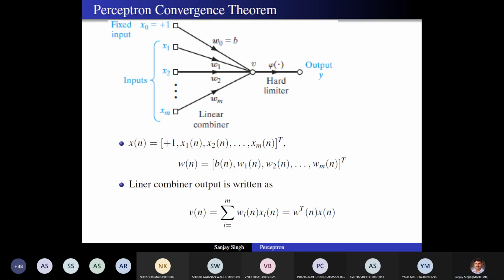Now, the linear combiner output is written as follows. When I say linear combiner, I mean the output v. I missed something here: it should be the sum over i equal to 0 to m of wi xi, which we can always write in vectorial notation as w transpose xn. And remember that it is just the nth time instance.